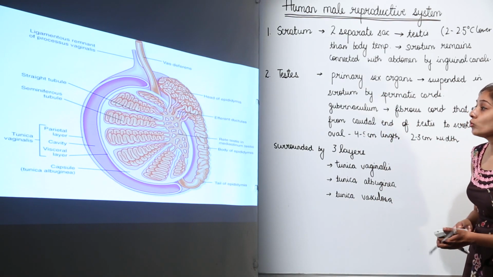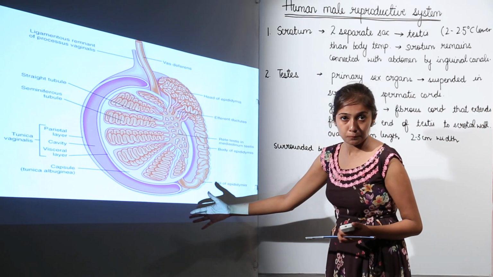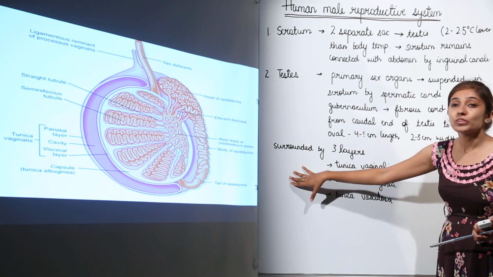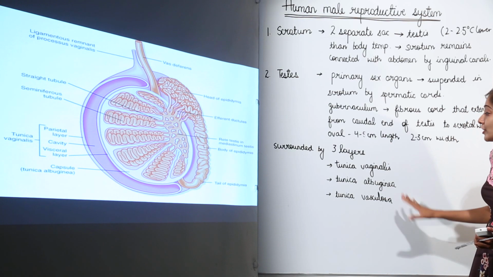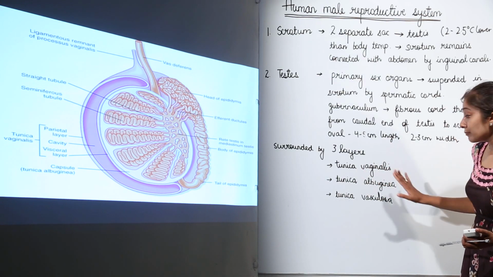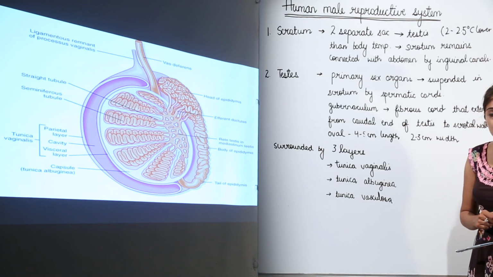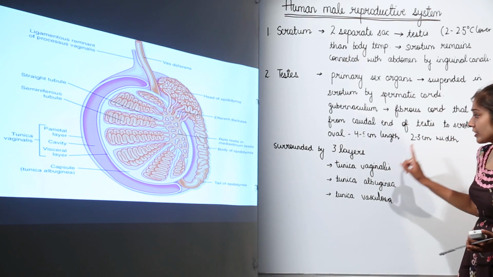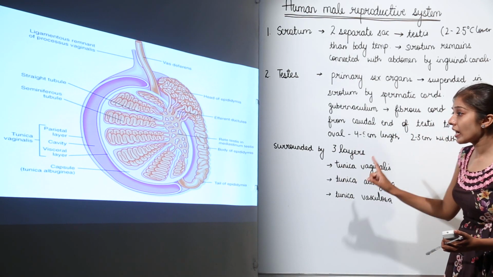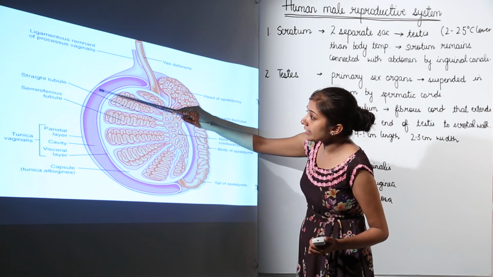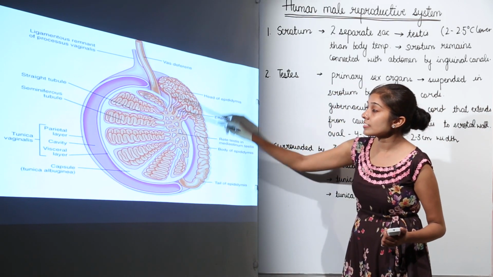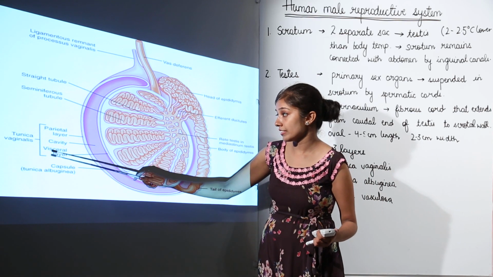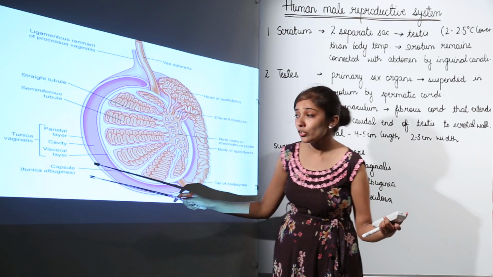Now we move on to the section on testes. Here I'll begin with the three layers that surround the testes. The three layers are Tunica vaginalis, Tunica albuginea and Tunica vasculosa. The names may sound hard to learn, but they are very simple. First we have Tunica vaginalis. Just look here, this is the cross section of the testes, and this is the first layer that surrounds the testes, which we call Tunica vaginalis.